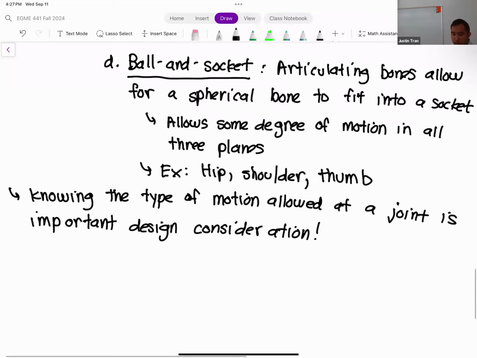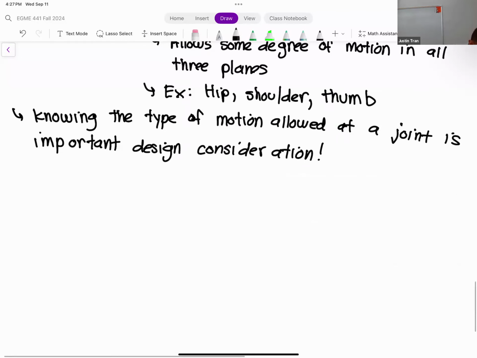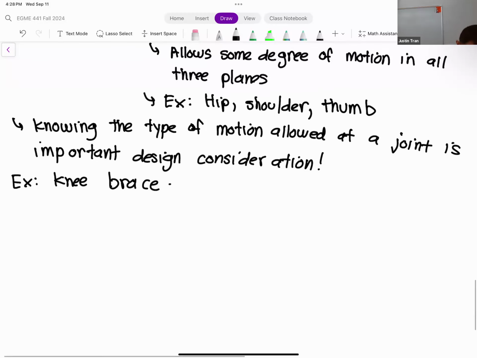So I'll give you an example of a device. My dad uses this all the time. It's a knee brace. If you've ever seen someone wear a knee brace, it's kind of like a sleeve that goes around your knee. Sometimes they have some kind of metal appendages that attach to it as well. What a knee brace is designed to do is add stability to the knee joint.